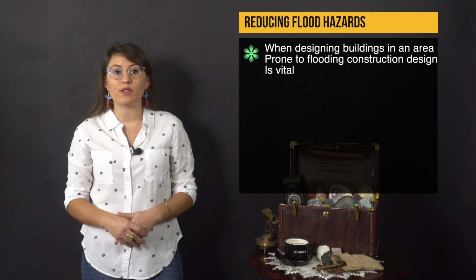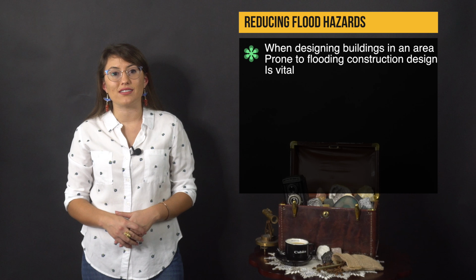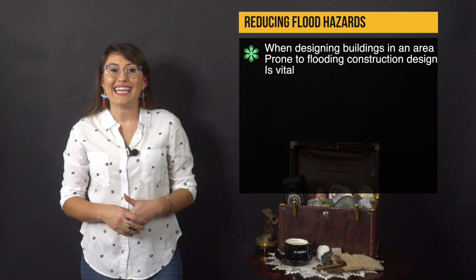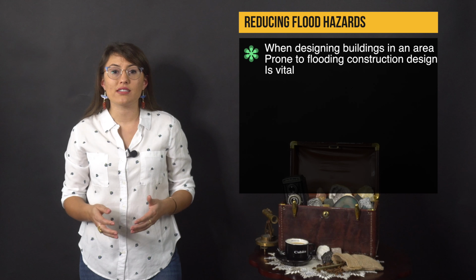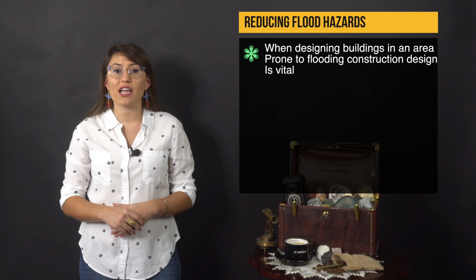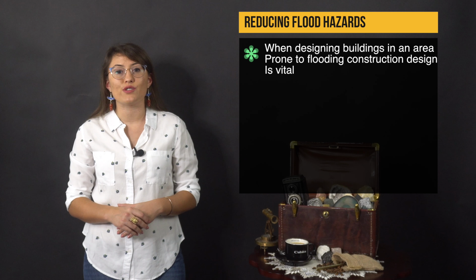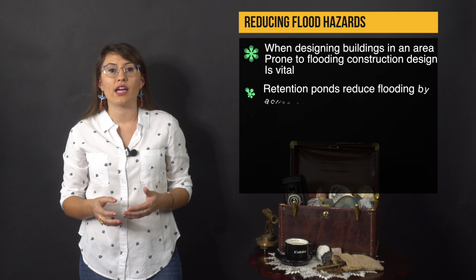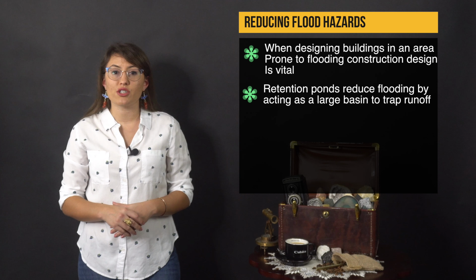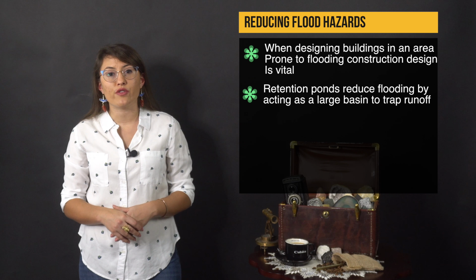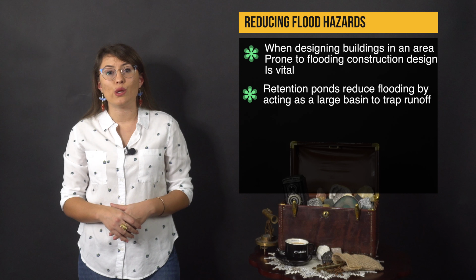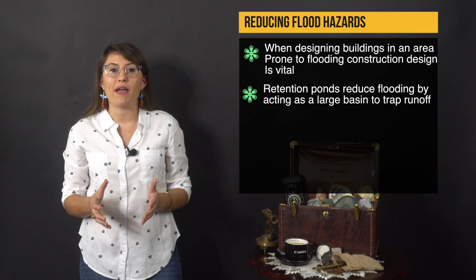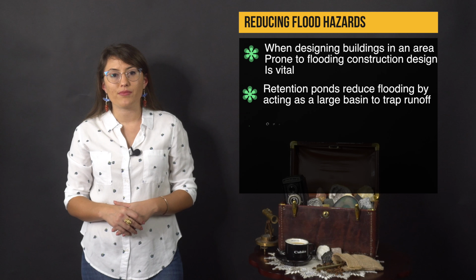Floodplain zones are relatively new, and the associated practices do not apply to areas that were built prior to this. In these scenarios, it can be costly but beneficial to move entire towns out of these floodplains to avoid later catastrophes. A common strategy that is employed is retention ponds. These ponds help reduce flood hazards by acting as a large basin to trap and store runoff and keep it from entering immediately into the stream.